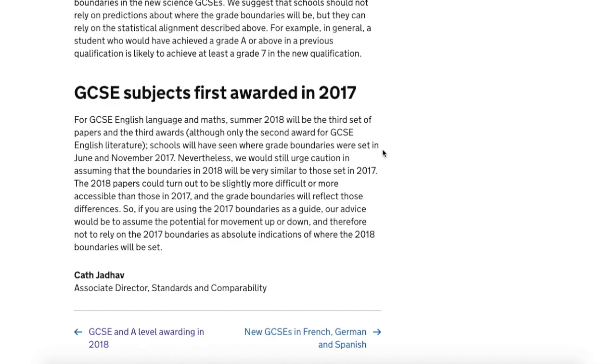Schools will have seen where grade boundaries were set in June and November 2017. Nevertheless, we would still urge caution in assuming that the boundaries in 2018 will be very similar to those set in 2017. The 2018 papers could turn out to be slightly more difficult or more accessible than those in 2017, and the grade boundaries will reflect those differences. So, if you're using the 2017 boundaries as a guide, our advice would be to assume the potential for movement up and down, and therefore not to rely on the 2017 boundaries as an absolute indication of where the 2018 boundaries will be set. So this is saying that they'll be around the same kind of grade boundaries, but they might shift up or down depending on the difficulty of the exams.